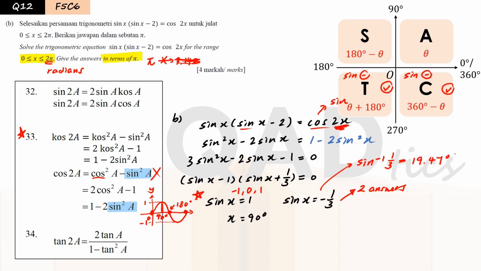19.47. So we can just put this value inside here, the theta here, and find the 2 values. So these would be our 2 answers for this equation.